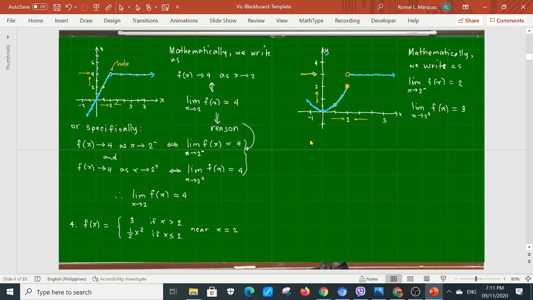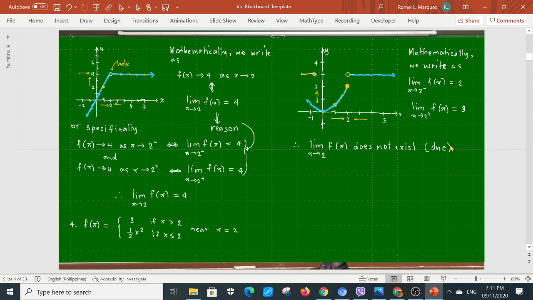So we say that collectively, as x approaches 2, both from the left and from the right of f of x, the limit does not exist. Do not put equal, ha? So again, our conclusion: the limit of f of x as x approaches 2 does not exist. By the way, does not exist, we denote it by DNE. So that is our agreement.